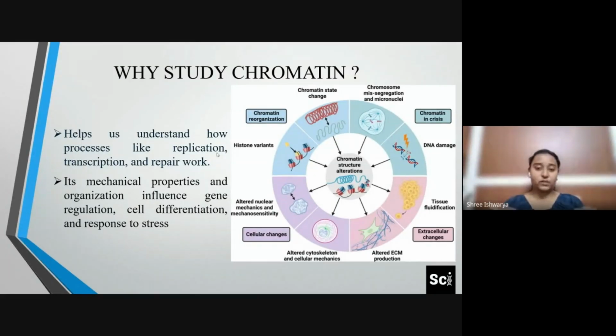So particularly this chromatin molecule's mechanical property, not only the chemical property but also the mechanical property, and the environment where the chromatin is present influence your gene regulation and your cell differentiation. Basically, it is division of cells. Okay, so that is why it is important to study your chromatin.